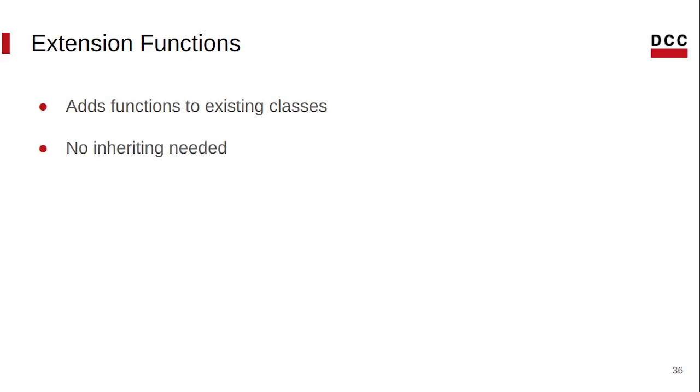What about extension functions? Extension functions are a way to add new functions to an existing class or primitive data type. We can do this without inheritance. But the extension only exists in the scope where it was created. We will discuss this further later on.